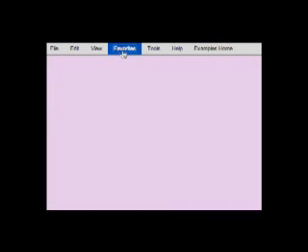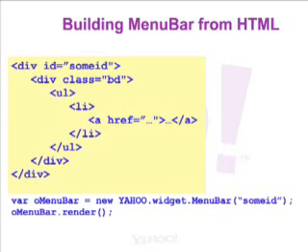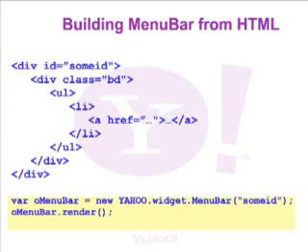The markup structure for menu bar is exactly the same as menu. So you have a div wrapping a set of unordered list elements. And to instantiate it, again, you will just call new YAHOO.widget.MenuBar, passing in the ID of the element that exists in the page, and calling render, again, with no arguments since it already is in the DOM.